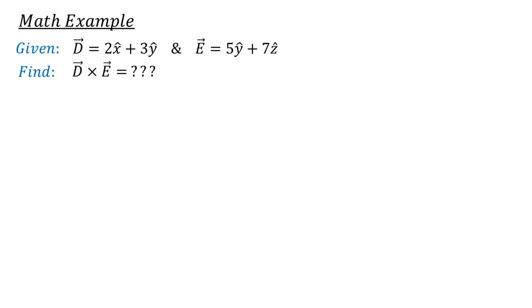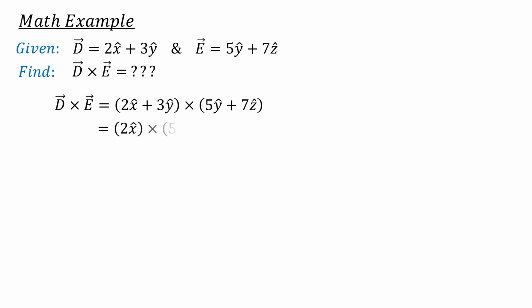Let's do our example with numbers. If vector d equals 2x hat plus 3y hat and vector e equals 5y hat plus 7z hat, let's find the cross product of vector d crossed with vector e. Vector d crossed with vector e equals the quantity 2x hat plus 3y hat crossed with the quantity 5y hat plus 7z hat. We need to first distribute the cross product to get 2x hat cross the quantity 5y hat plus 7z hat, plus 3y hat cross with the quantity 5y hat plus 7z hat.